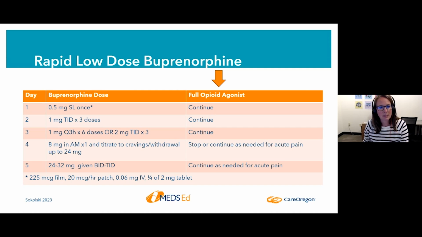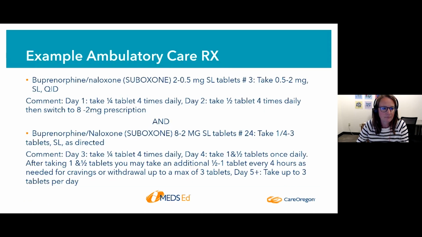And then just make sure that we continue to titrate up. Very few patients will feel okay on only 8 milligrams. So oftentimes what that looks like for us on day 4, when they get their 8 milligrams in the morning, we'll give them another 8 milligrams at noon, and then another 8 milligrams in the afternoon, and generally get them up to closer to 16 to 32 milligrams on that day.